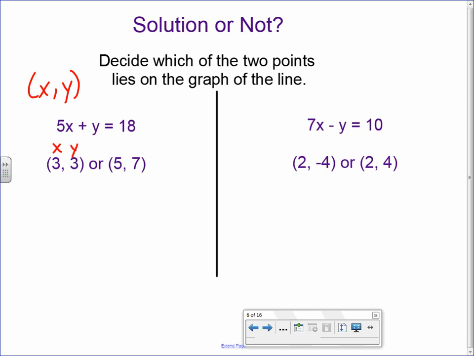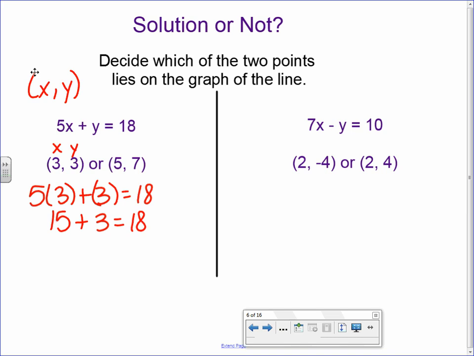I'm plugging x and y in, 3 and 3 for both. Putting it in the equation, 5 times 3 plus 3 equals 18. And then I'm simplifying what I can to see, are these the same, yes or no. So 5 times 3 on the left is 15. Plus 3, does 15 plus 3 give me 18? Yes. So that tells me that (3, 3) is a point on the line. So long story short, it would be a yes. It works.